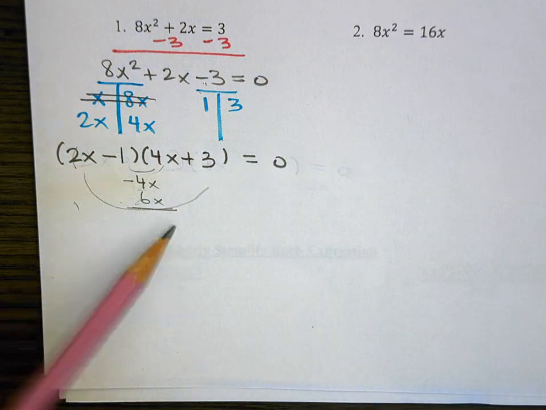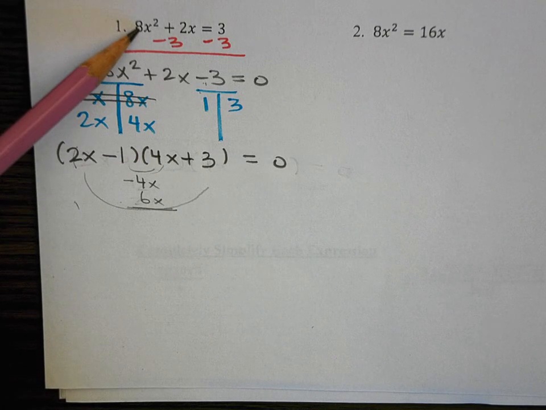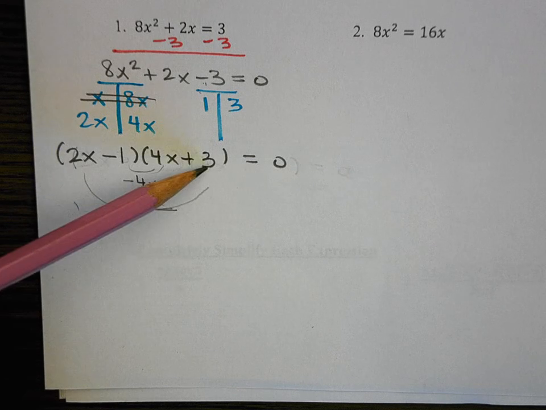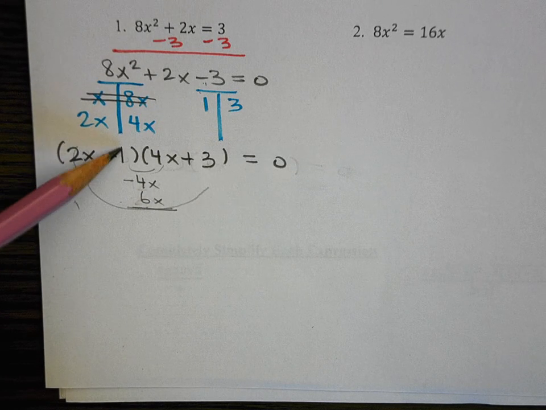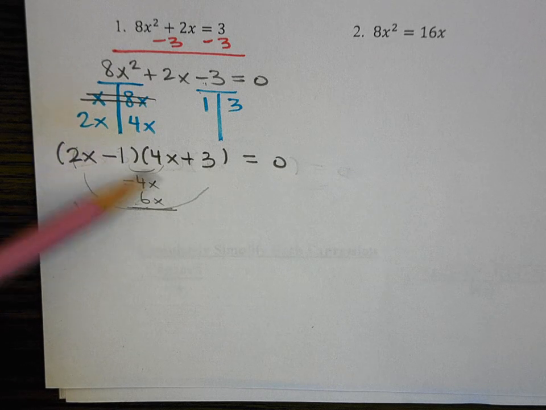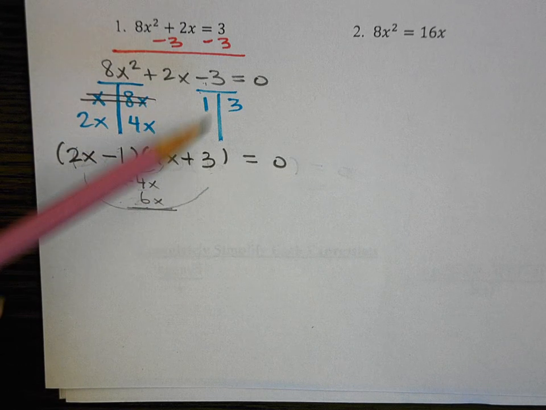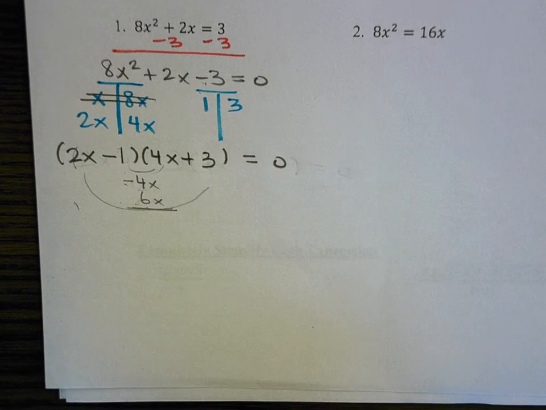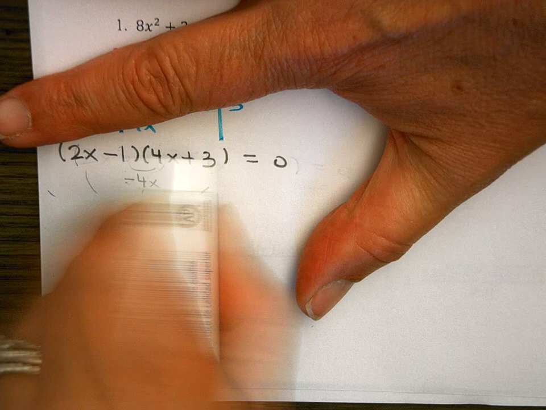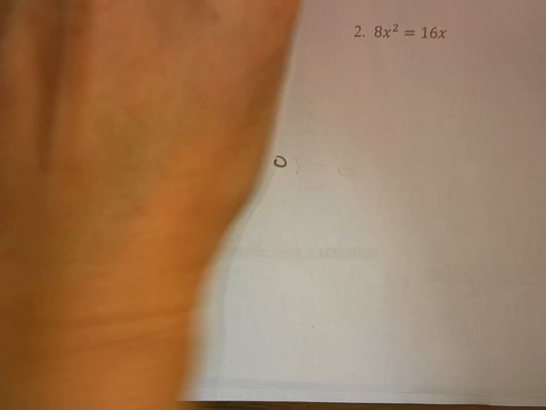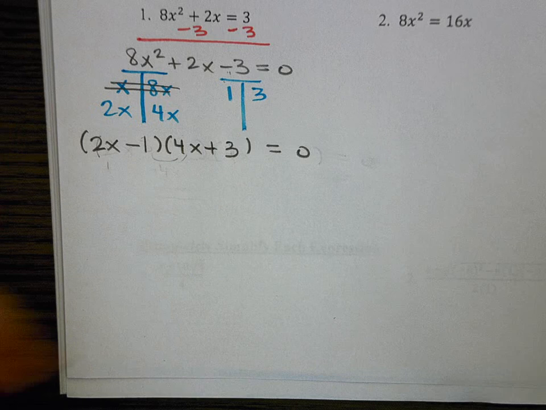So if I were to distribute this to check it, 2x times 4x is 8x squared, 2x times 3 is 6x, this guy right here. Negative 1 times 4x is negative 4x. That combines to give me my middle term of 2x, and then negative 1 times 3 gives me my negative 3. Okay. And then once I do that, so that was just my check part, so I'm going to erase. Okay. Then I'm going to split into 2 equations and solve these separate from each other.